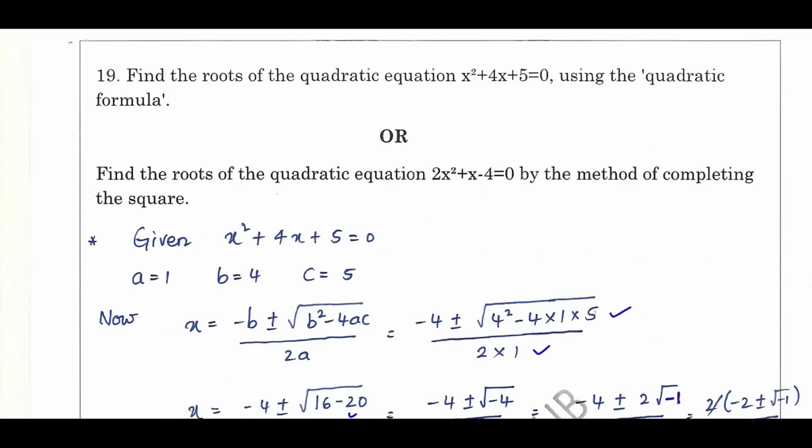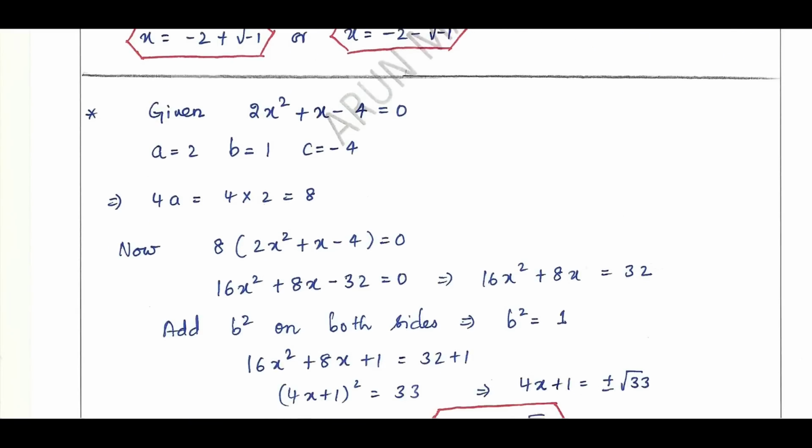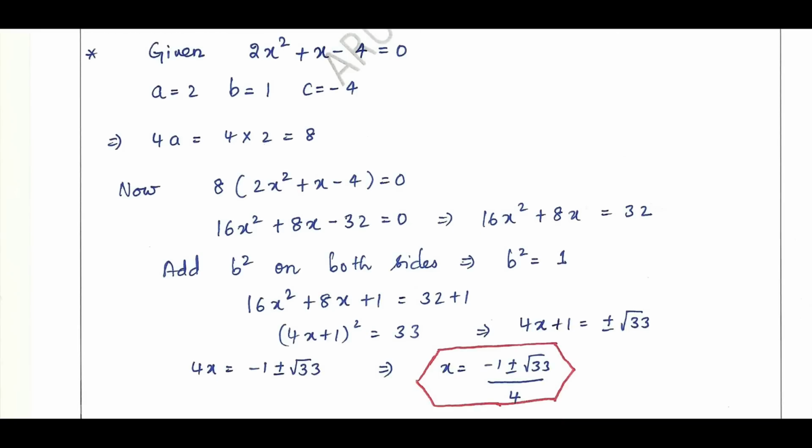Next, find the roots of the quadratic equation 2x² + x − 4 = 0 by the method of completing the square. There are many methods you can use to solve it. Here, I've written the values of a, b and c. Then I've taken the value of 4a, that is 4 times 2, which is 8. Multiply throughout the equation by 8: 8 into 2x² is 16x², 8 into x is 8x, 8 into 4 is 32.